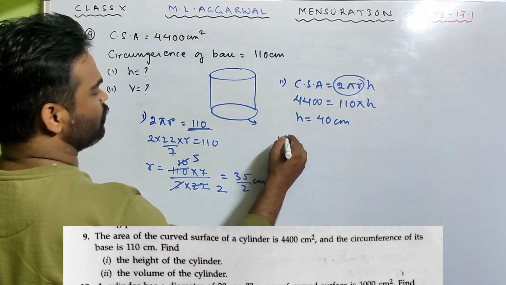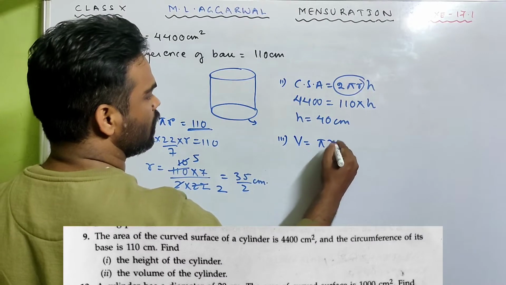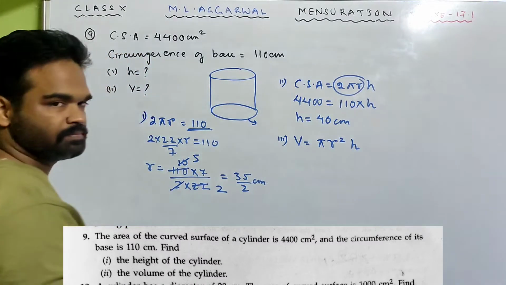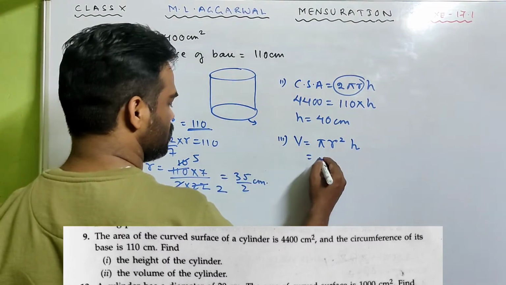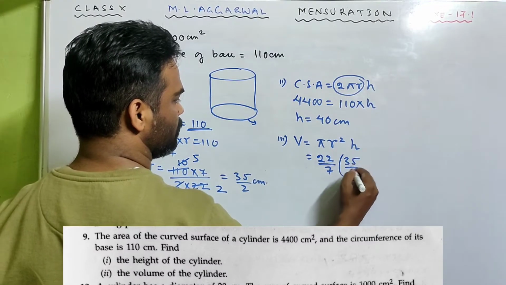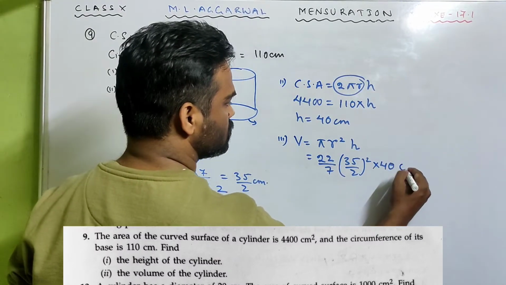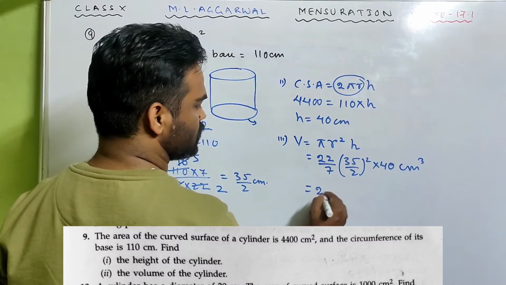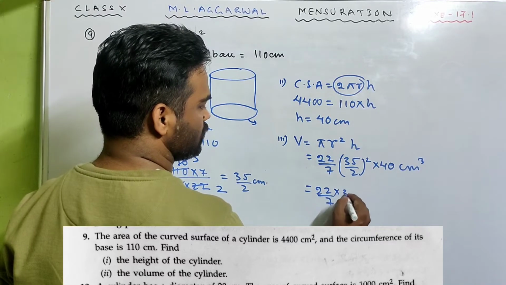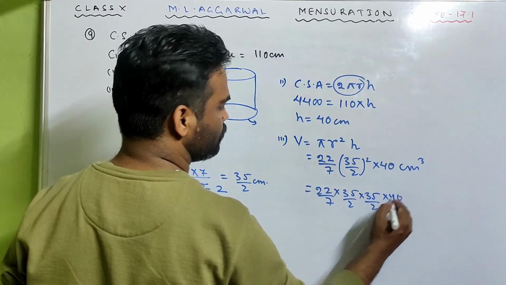Then they have told us to find the volume. Volume is what? Pi r square h. Just look carefully. Pi is 22 by 7. This is 35 by 2 whole square. Height is 40. This much centimeter cube. That's 22 by 7 multiplied by 35 by 2 multiplied by 35 by 2 into 40.